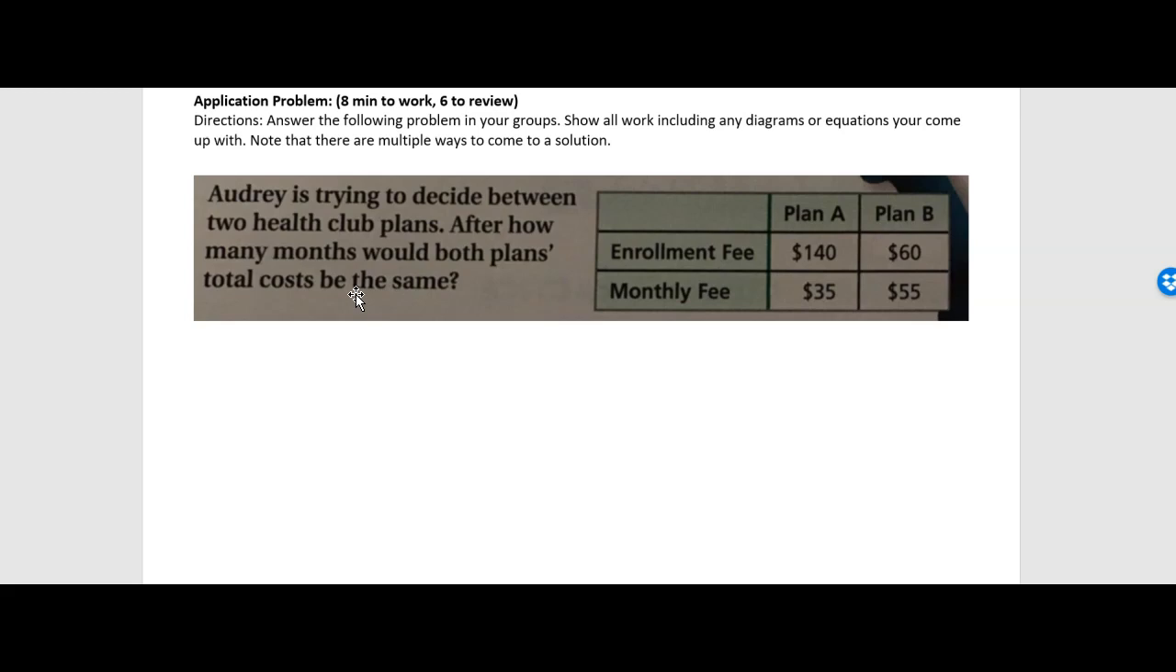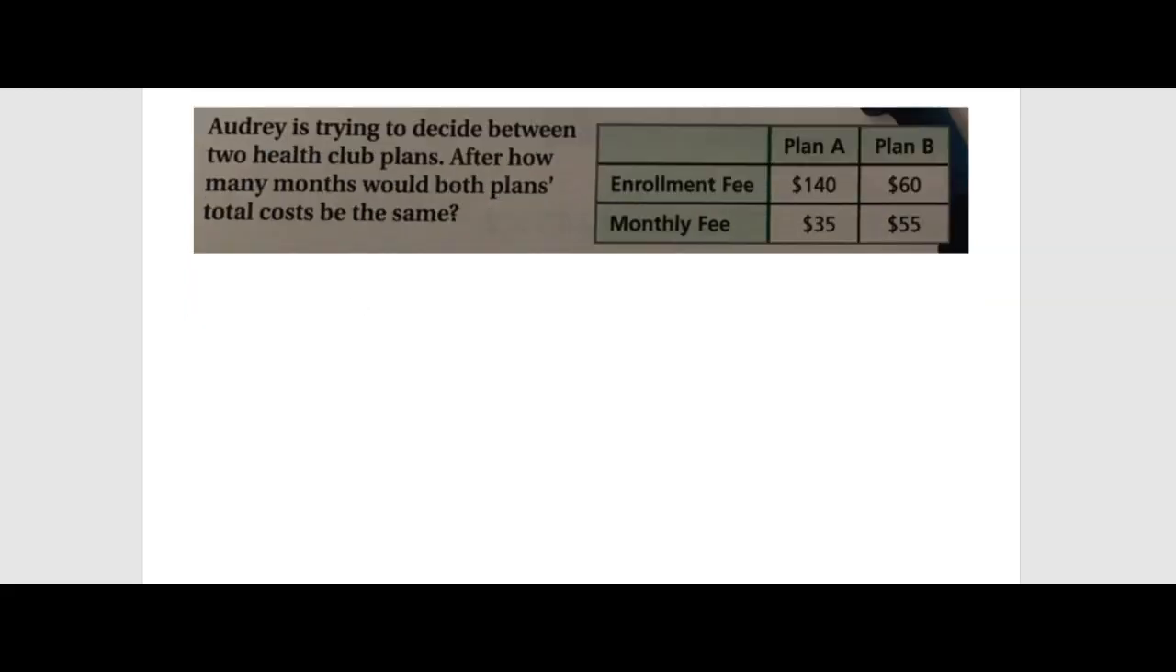I'm not going to give you any help right now. Pause the video, see if you can set up an equation to solve this, and then figure out what that number of months is where they both cost the same amount. My one thing I do want to tell you is that you will need a variable here. Come up with whatever variable you want, but make sure you tell me what it represents. So on your paper, you should say let blank, whatever letter you choose to be a variable, represent such and such.